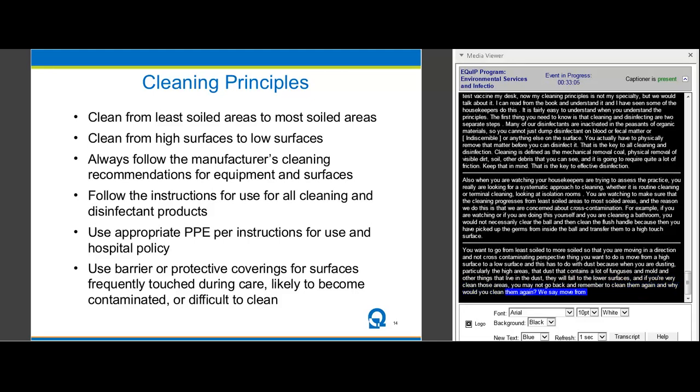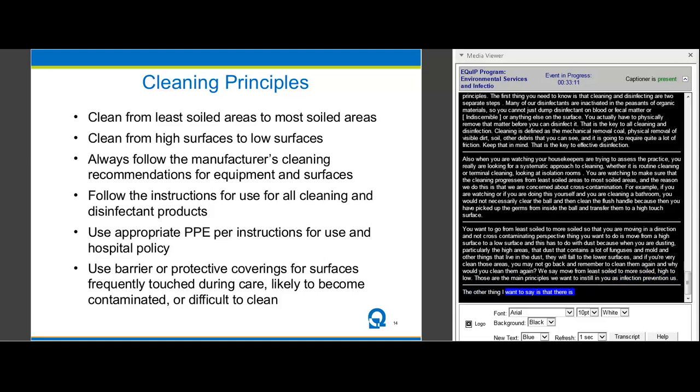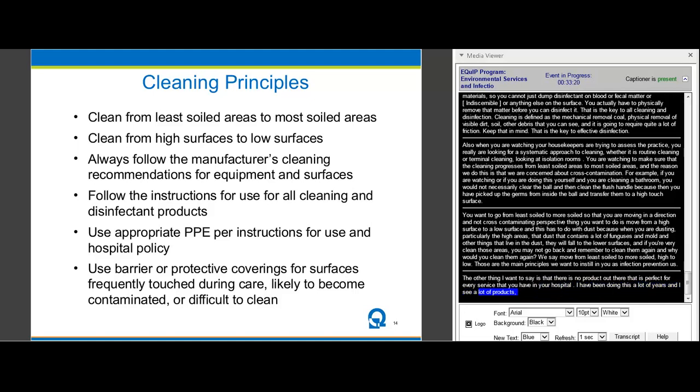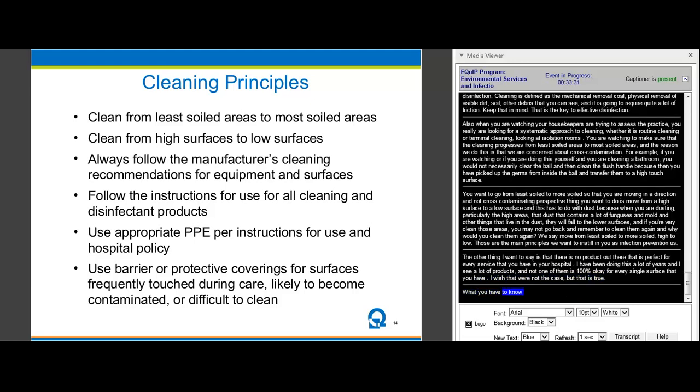The other thing is I want to say that there is no product out there that is perfect for every surface that you have in your hospital. I've been doing this a lot of years, and I see a lot of products, and not one of them is 100% okay for every single surface that you have. I wish it weren't the case, but that's true. So you have to know for each of the surfaces that you have and whatever equipment you're cleaning, what does the manufacturer recommend? And you need to follow those.